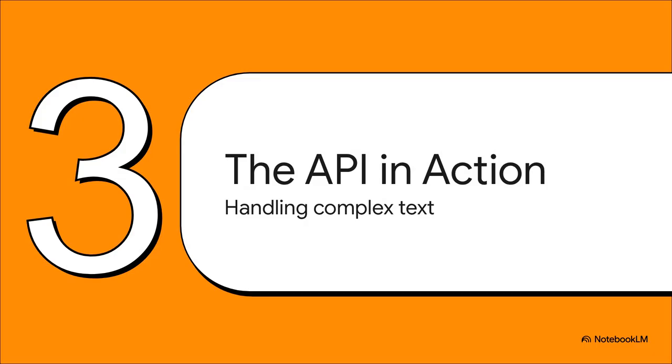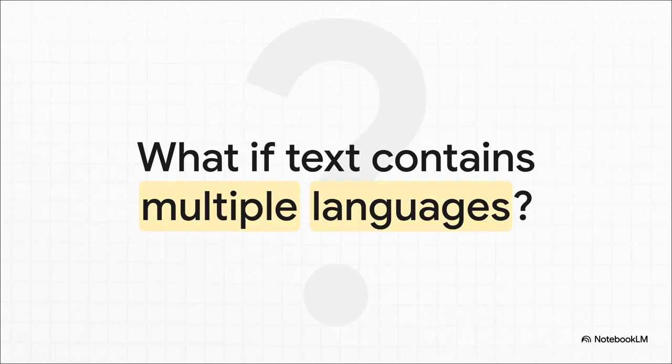Okay, so that was a nice, clean example. But we all know the real world is, well, it's messy. So let's see what happens when things get a little more complicated. And this really gets to the heart of it, right? Real-world user content is often messy. People switch languages mid-sentence. What does our language detective do when that happens?